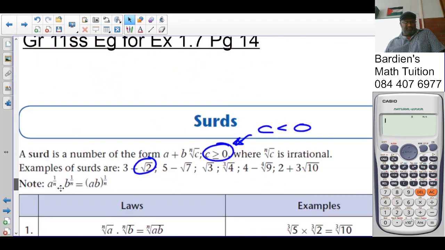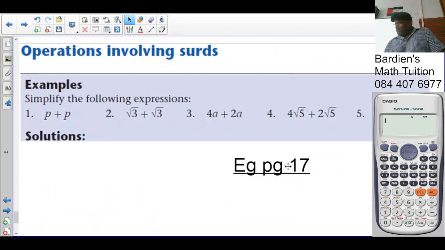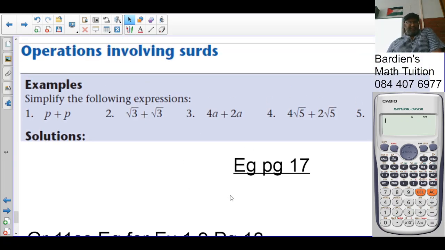The examples for exercise 1.9 are on page 17. Yes, the examples are on page 17. So we're looking at operations involving surds.